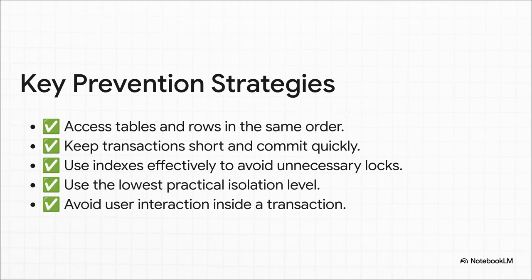First, and this is a big one, enforce a strict order. If all your code always updates account 1 before account 2, that deadlock scenario we just saw becomes impossible. Next, keep your transactions short and sweet. Get in, do your work, commit, and get out. Release those locks. Use your indexes properly to avoid locking huge chunks of a table. Use the lowest practical isolation level you can get away with. And critically, never ever hold a transaction open while you're waiting for a user to click a button.